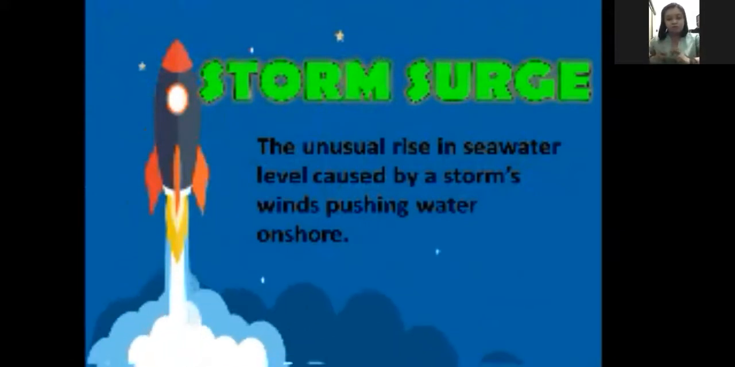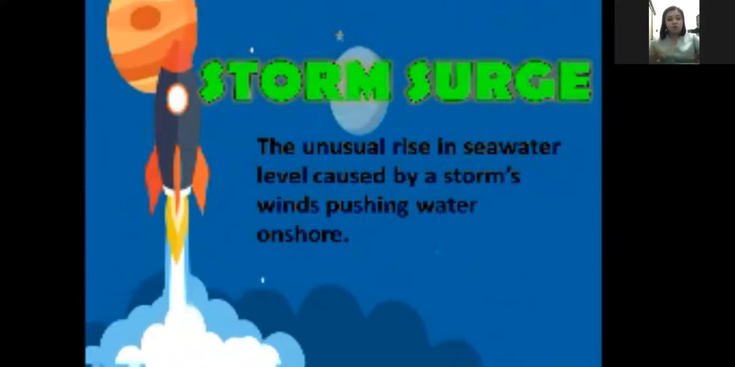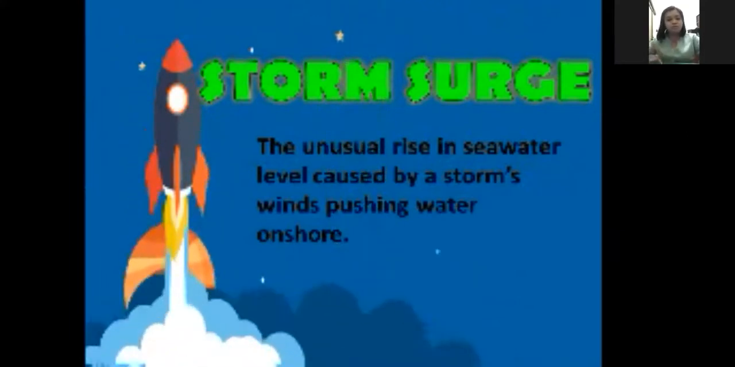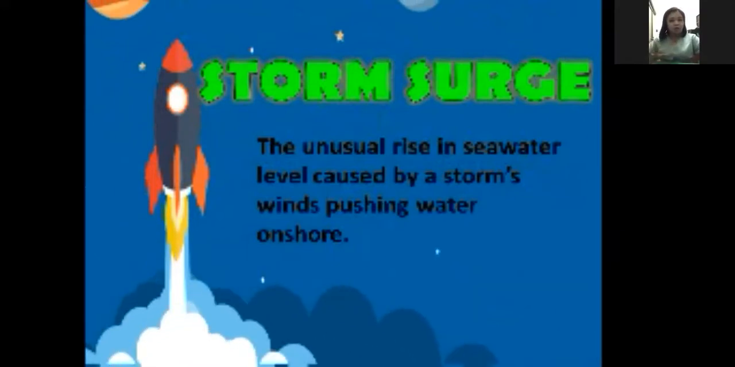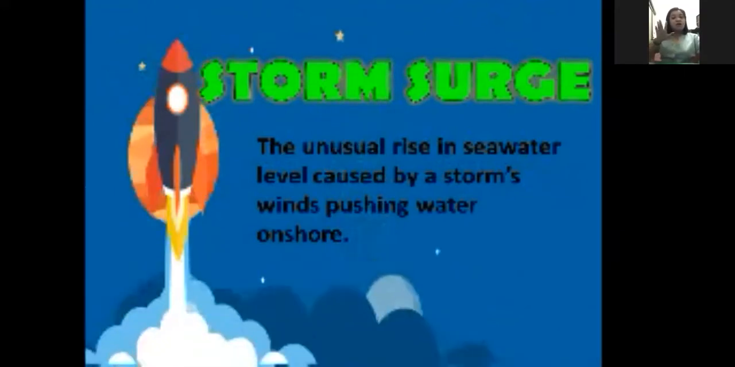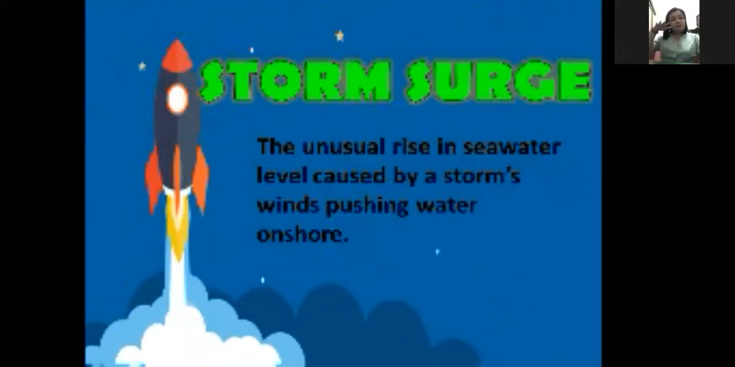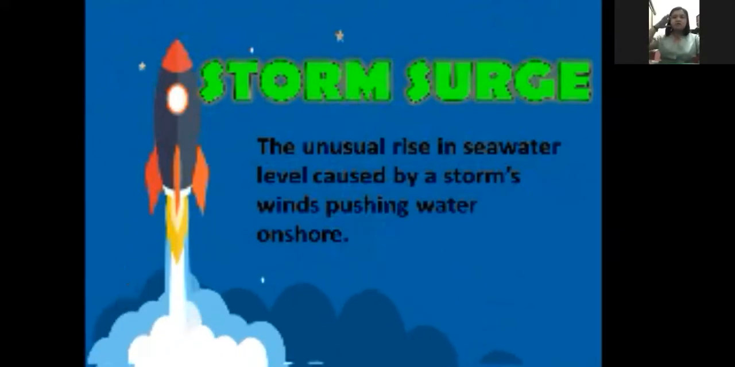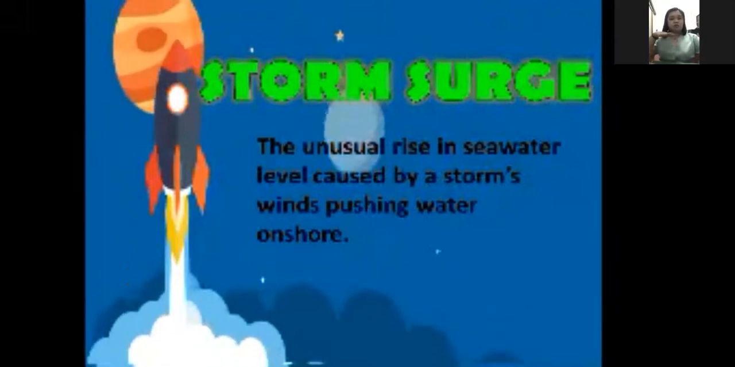Now let us go on to what we call storm surge. What is storm surge? It is the unusual rise in seawater level caused by a storm's winds pushing water on shore. So it's like a tsunami. At first the seawater will rise up, and this is a very unusual rise of the seawater level.